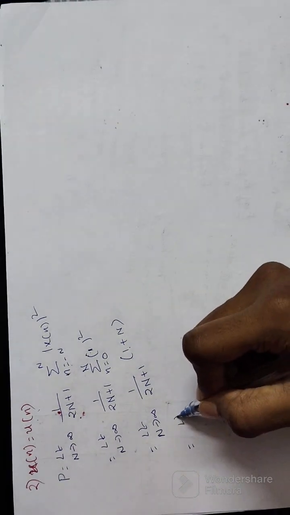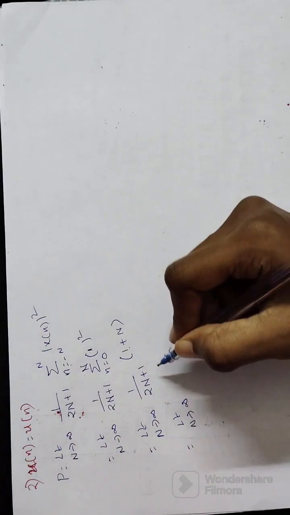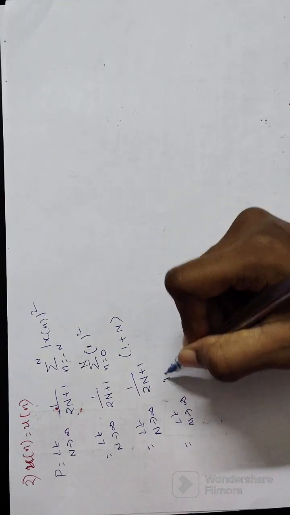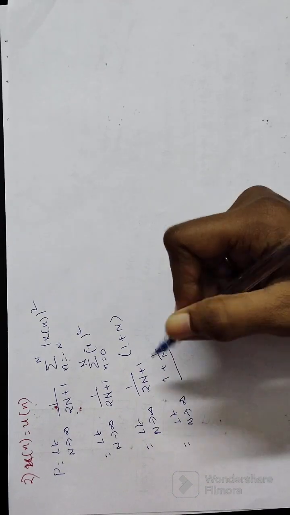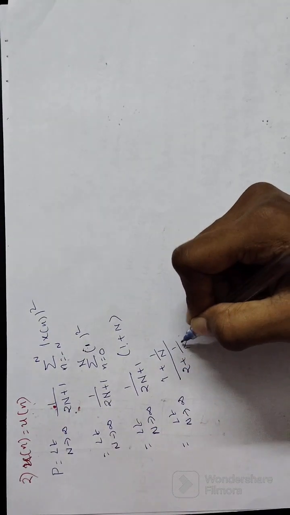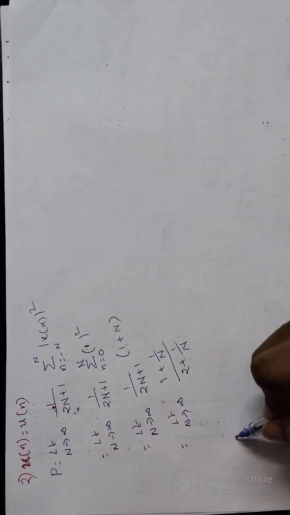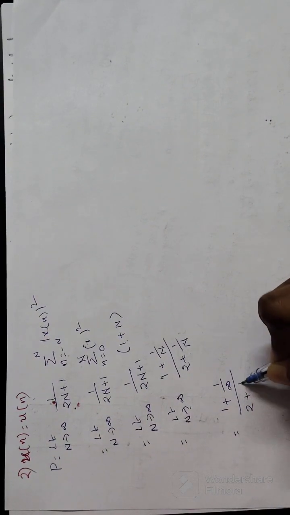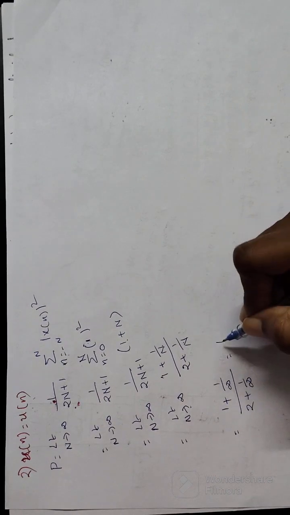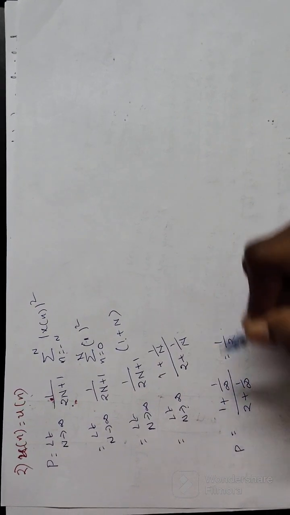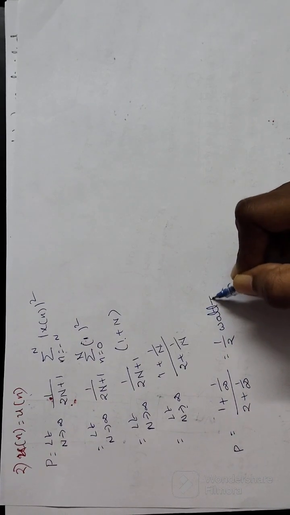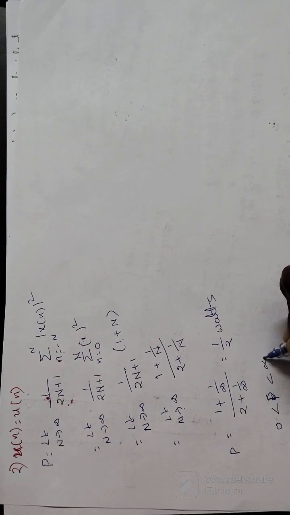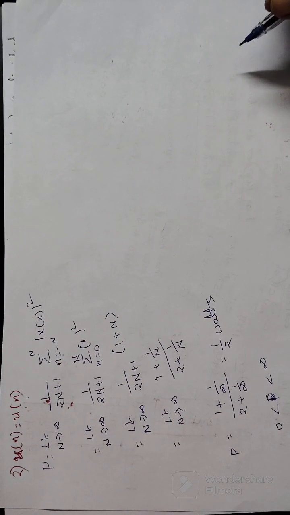Now limit n tends to infinity, taking n common, (1 plus 1 by n) divided by (2 plus 1 by n). Now what is the value of n here? That is 1 plus 1 by infinity divided by 2 plus 1 by infinity, which is 1/2. Here the power is 0.5 watts. That is, the power is in between 0 and infinity. So this is the problem for a power signal.